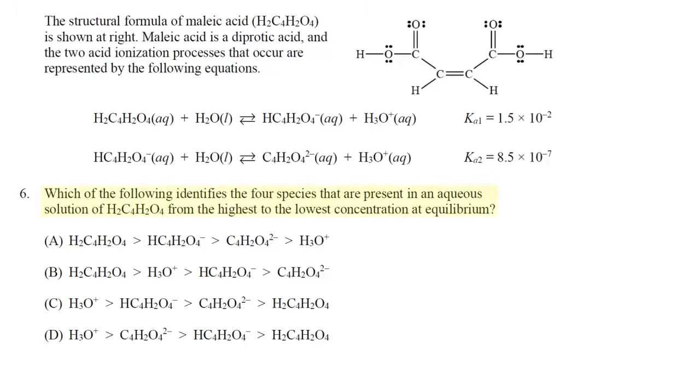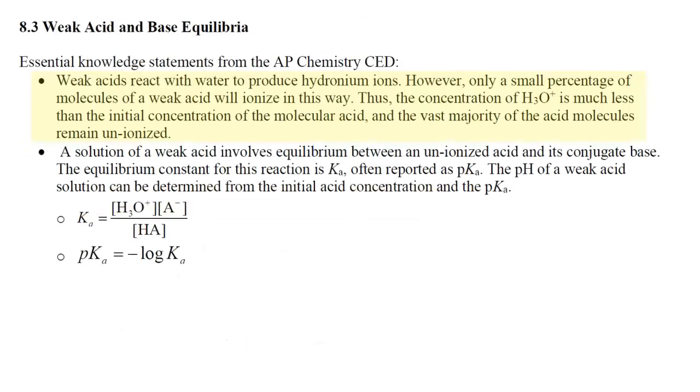Which of the following identifies the 4 species that are present in an aqueous solution of maleic acid, and we have to rank them from highest concentration to lowest concentration at equilibrium. So because maleic acid is a weak acid, this question falls under topic 8.3, weak acid and base equilibria.